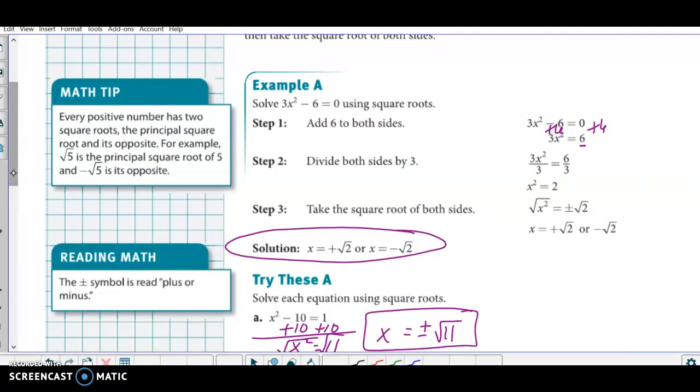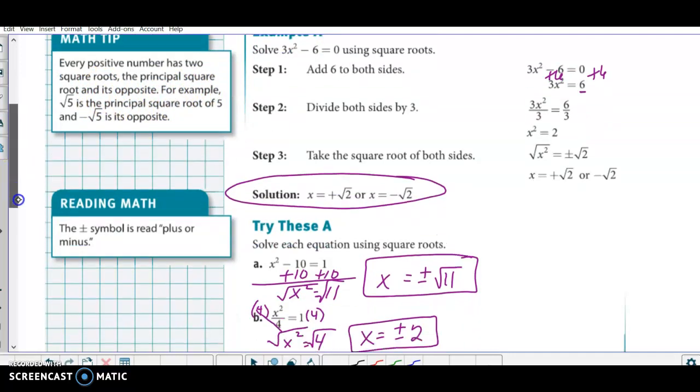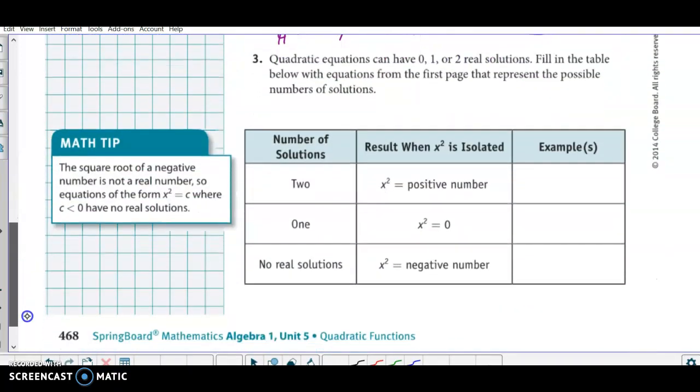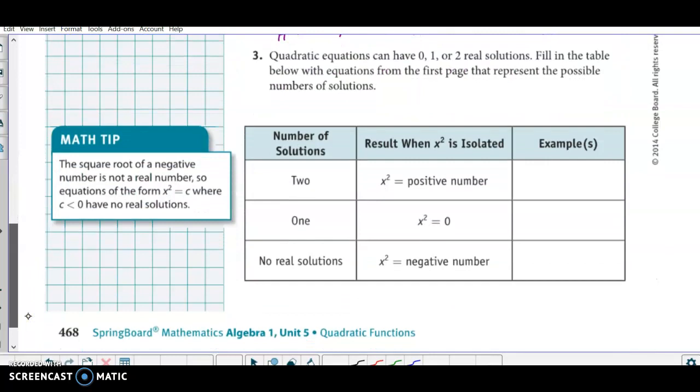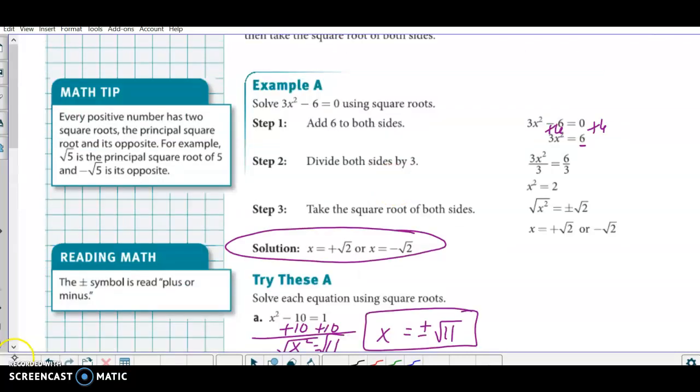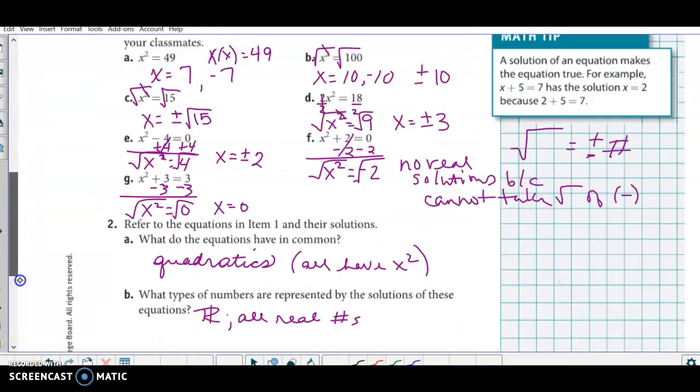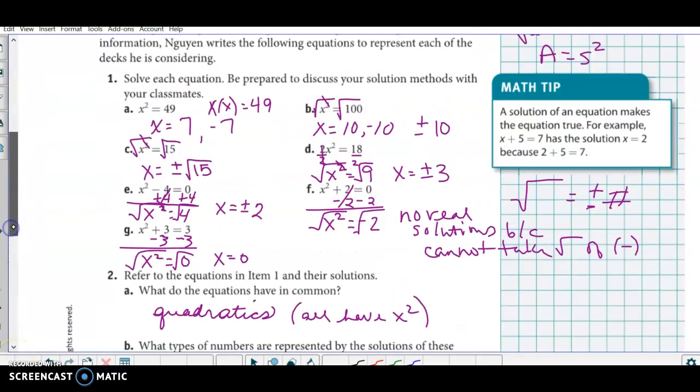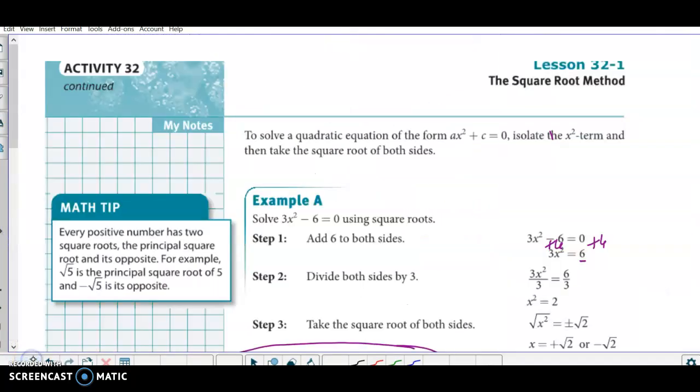Up here, I give you a little reminder. Every positive number has 2 square roots, the principal square root and its opposite. So that's why we have a plus and a minus sign. So here, just as a recap, quadratics can have 0, 1, or 2 real solutions. Fill in the table. If we look at our examples, x squared equals a positive number, and we go back to our previous page, we could say this is like letter A or even letter B.